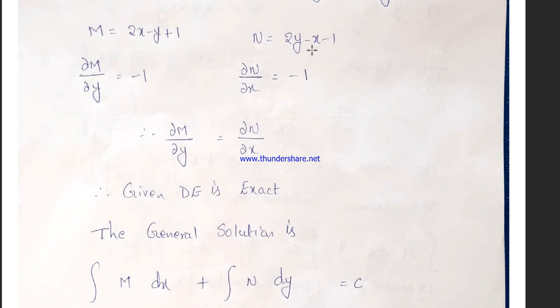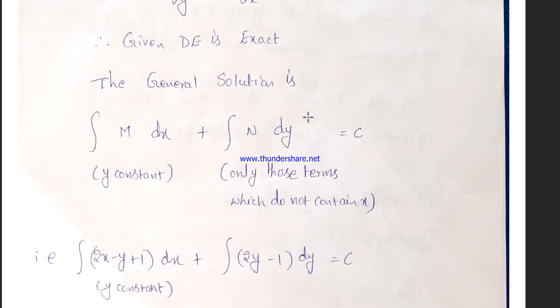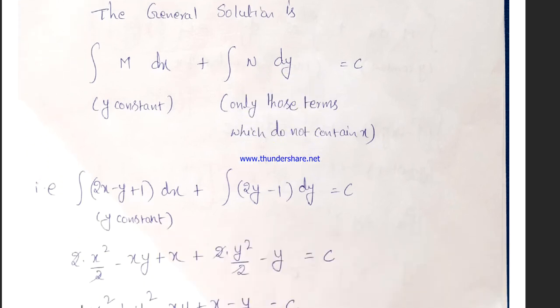Don't consider the x, because the x term is already there, so there's no need to take it. You can take (2y minus 1) dy equal to c. So in the first integration part, y is constant, don't touch the y terms, just keep y outside, and integrate whatever the integrand terms are there.